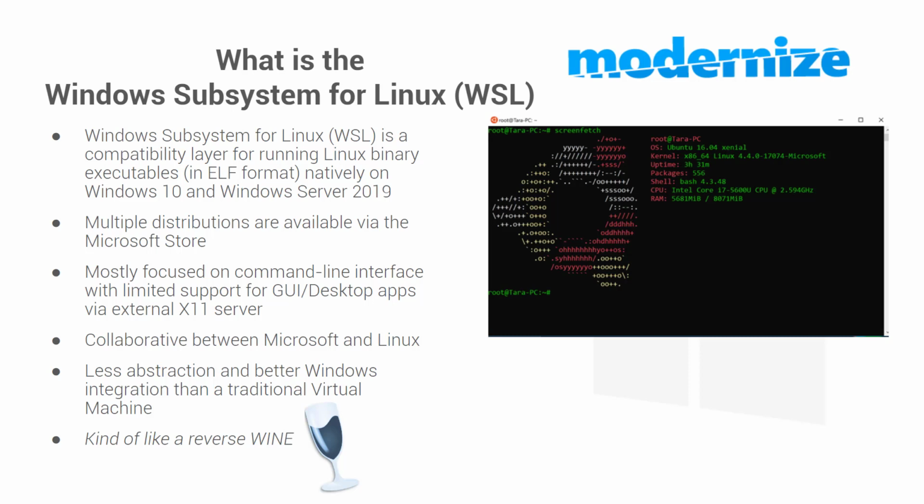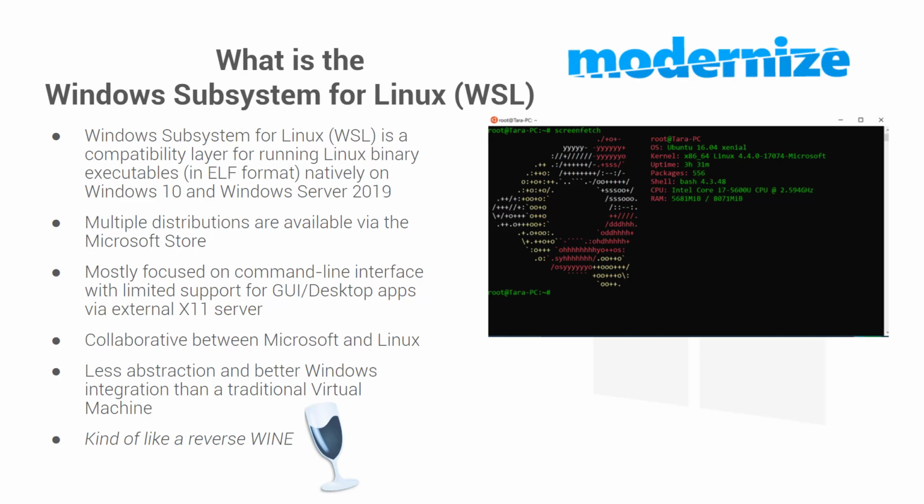The Windows Subsystem for Linux is a compatibility layer on Windows that lets you run Linux programs, ELF format, specifically ELF64, natively on Windows 10 and Windows Server 2019. They have multiple distributions. They started with Ubuntu, but now they have a few different ones to choose from, or you can make your own. They're all through Microsoft Store, or you can get them other ways as well. It's mostly focused on the command line interface, but there is some GUI support as well. You have to run your own X11 server, or X Windows server, on your Windows machine.